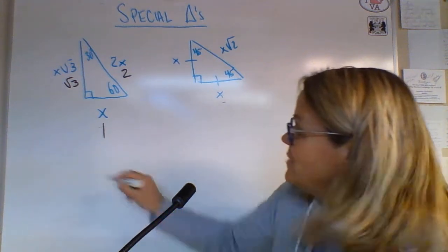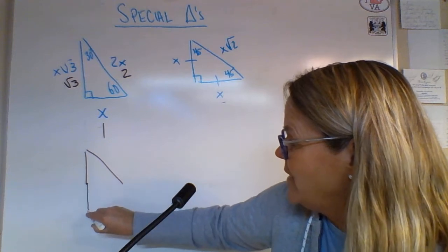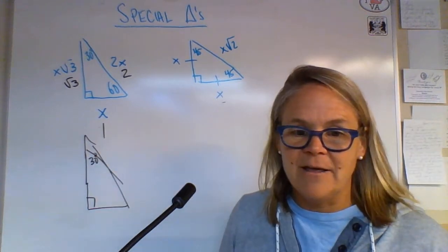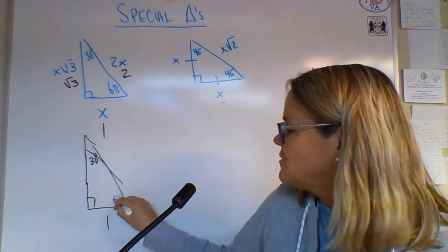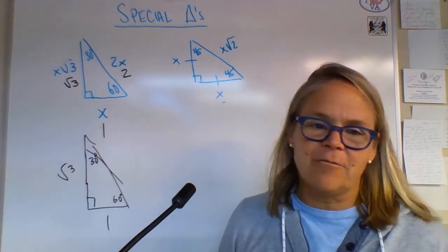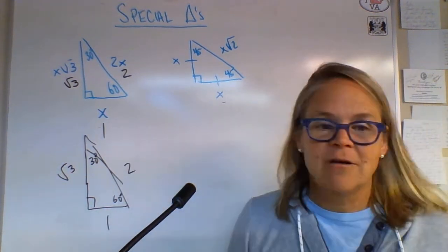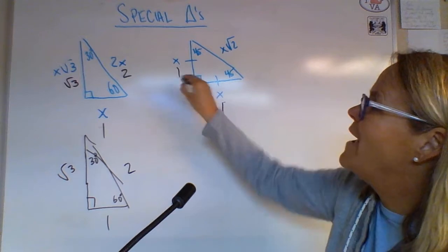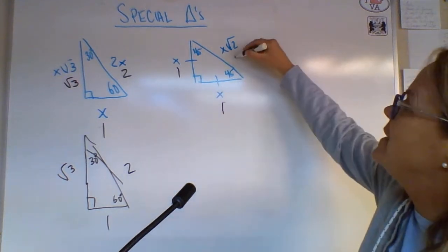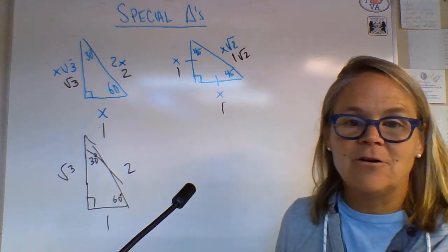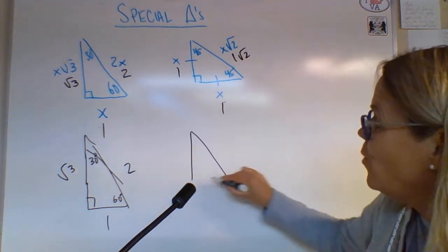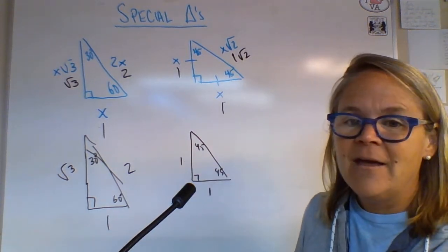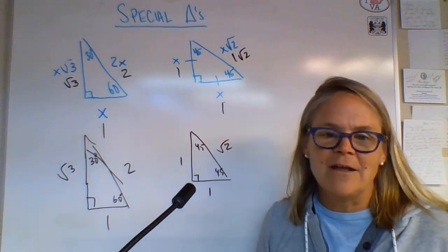So what my students really remember about a 30, 60, 90 is I'll say to them, what's across from a 30? They say 1. What's across from a 60? Square root of 3. What's my hypotenuse? 2. I do the same thing with a 45, 45, 90. We make the legs 1. Well, that means the hypotenuse is radical 2. So what do students know about a 45, 45, 90? The legs are 1. The hypotenuse is radical 2.